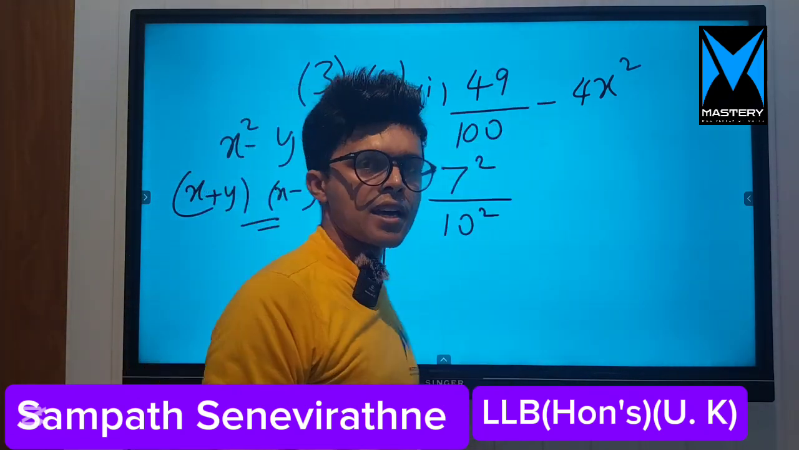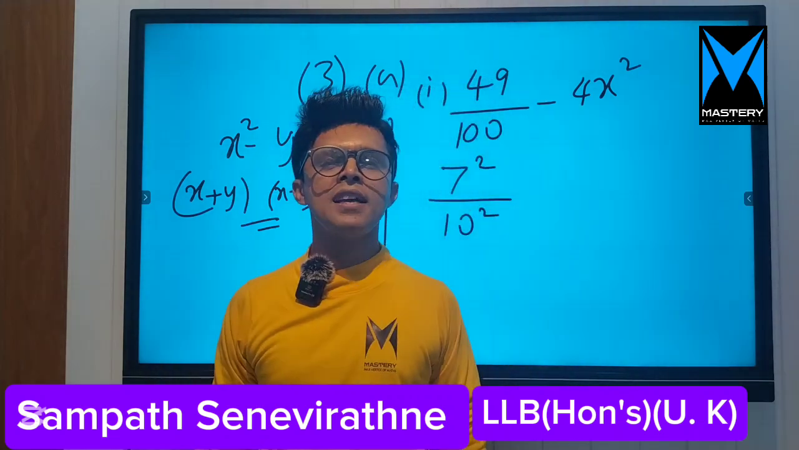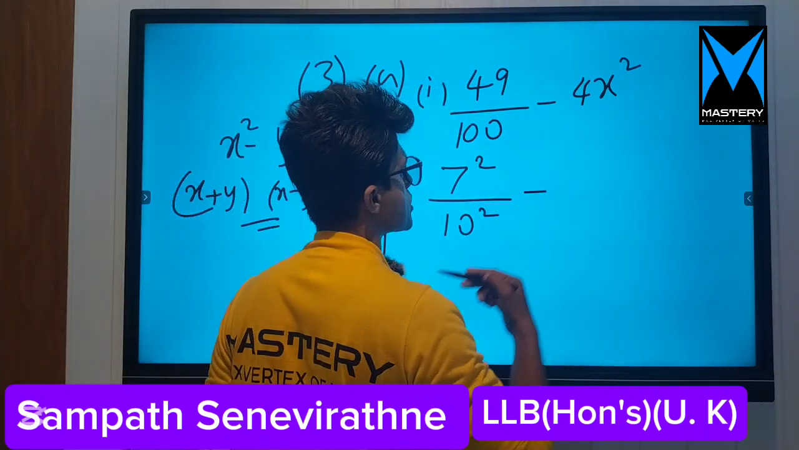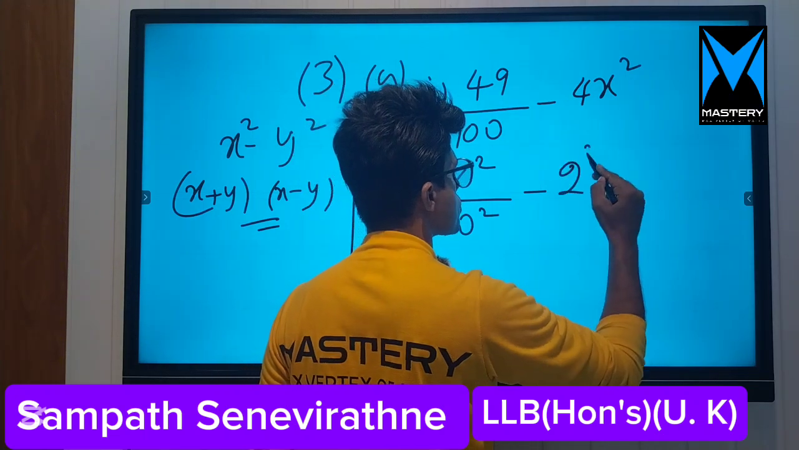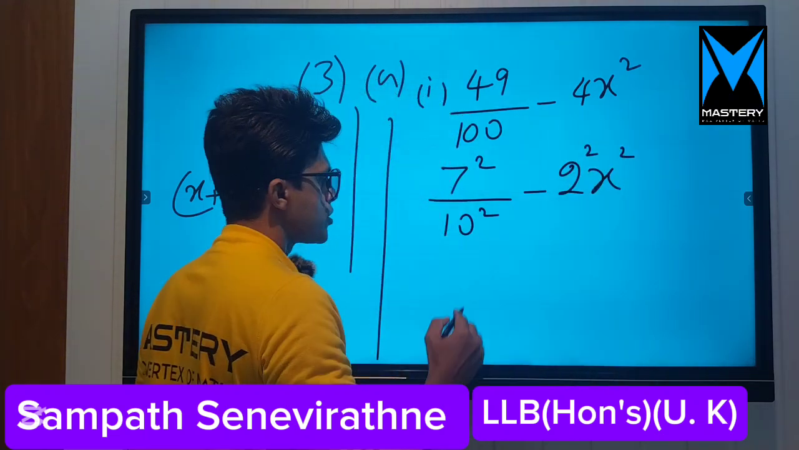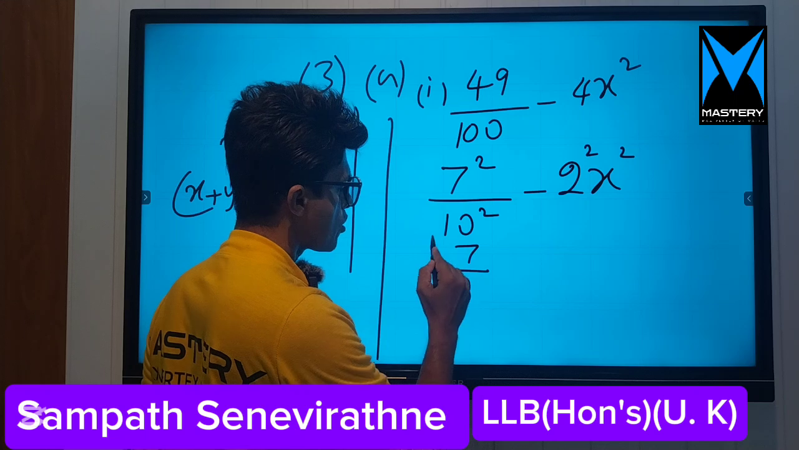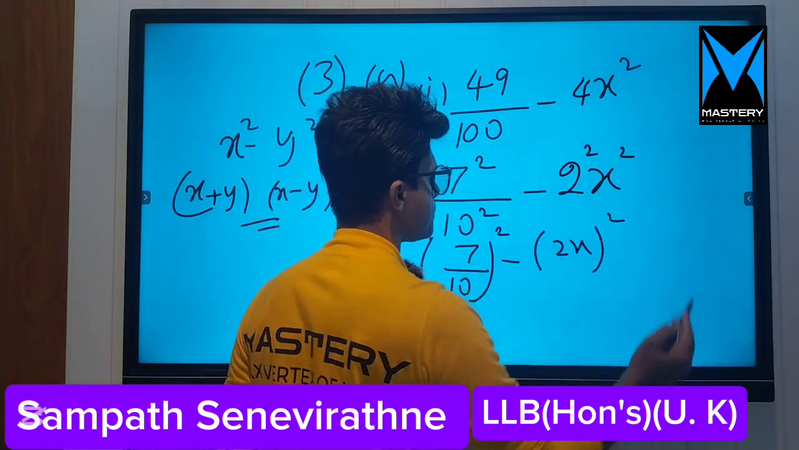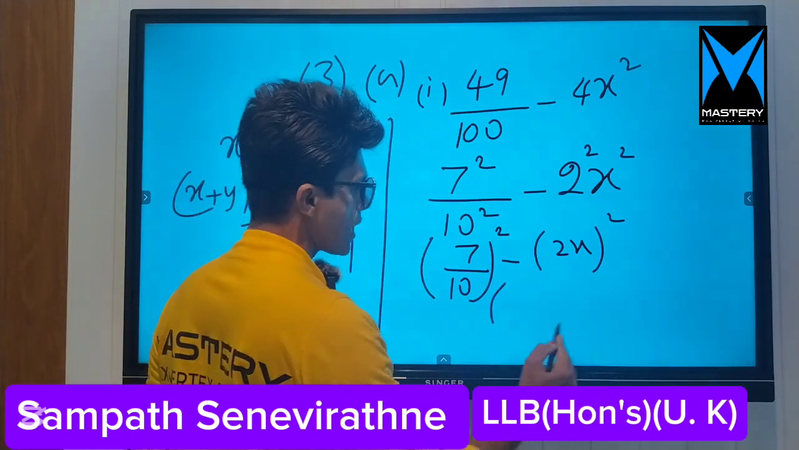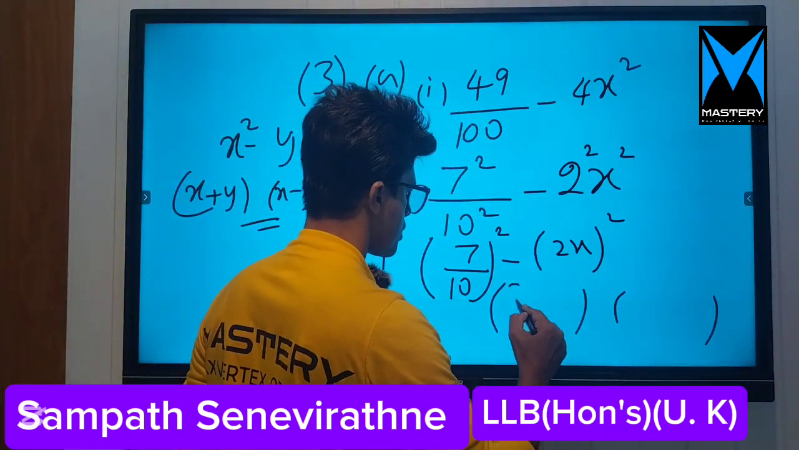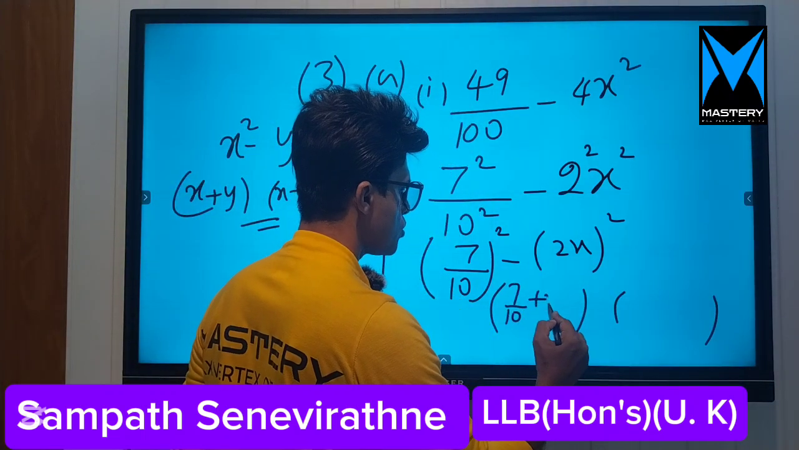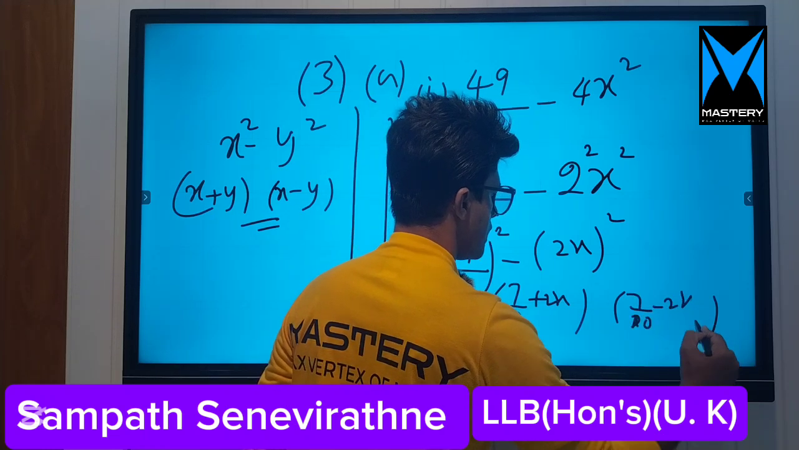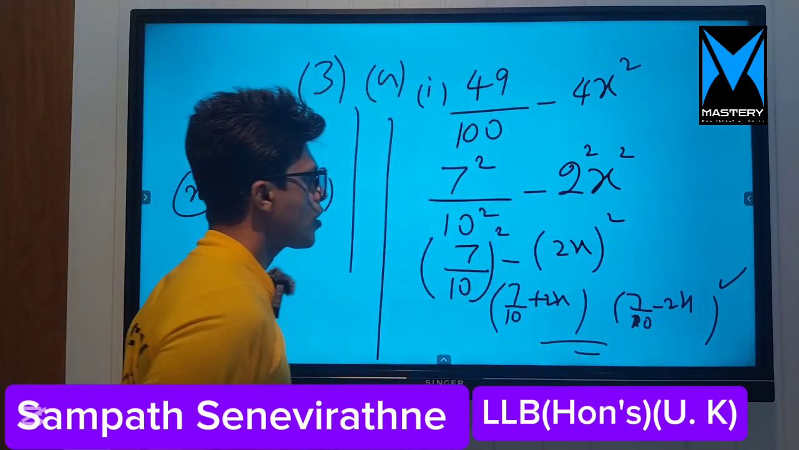49 we write as 7 squared, 100 can be written as 10 squared. Here 4 equals 2 squared, here x squared. So this can be written as 7 over 10 whole squared minus 2x whole squared. So now we get the factors as 7 over 10 plus 2x and 7 over 10 minus 2x. These are the factors.